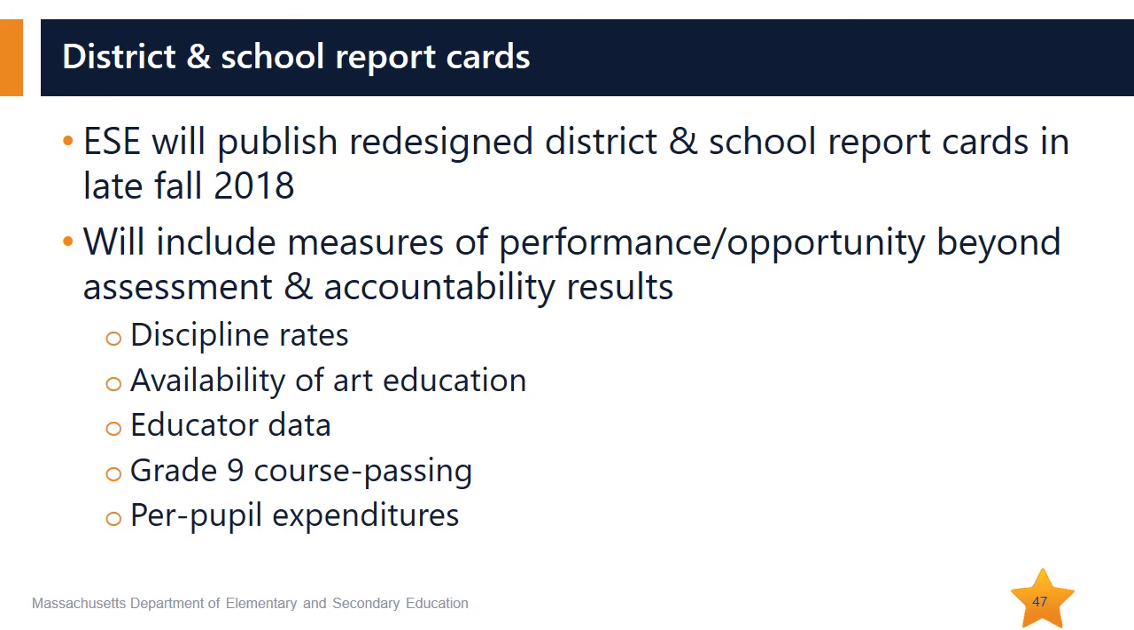In addition to detailed accountability reports, the department will also publish updated school and district report cards by the end of the calendar year. These report cards, which are also required by ESSA, will contain accountability and assessment information in addition to other important information. Measures like student discipline, access to the arts, educator qualifications, course passing rates, and per pupil spending will also be included. Report cards are intended to complement accountability and assessment reports to paint a broader picture of school performance and student opportunity.